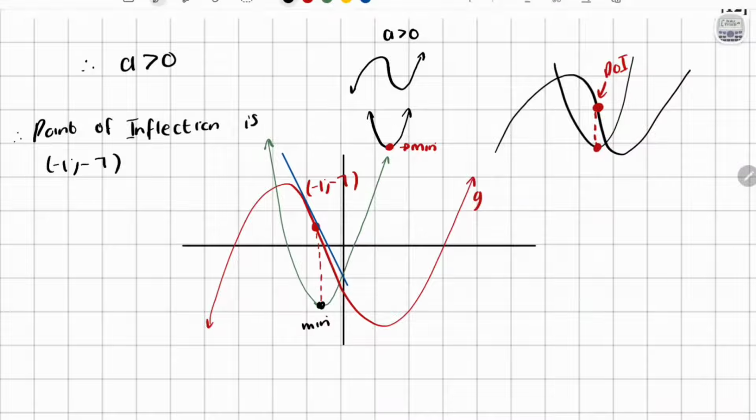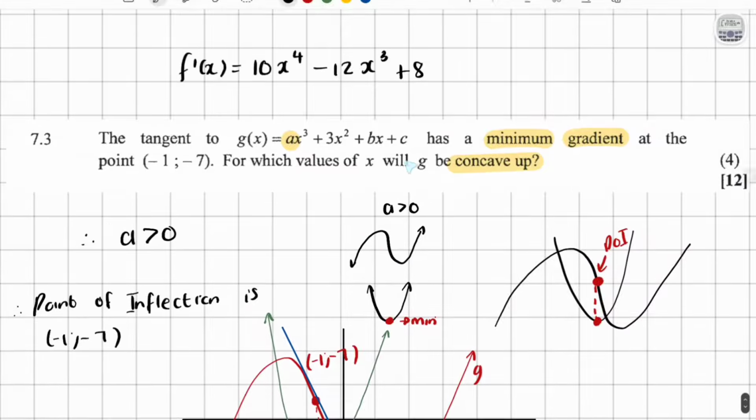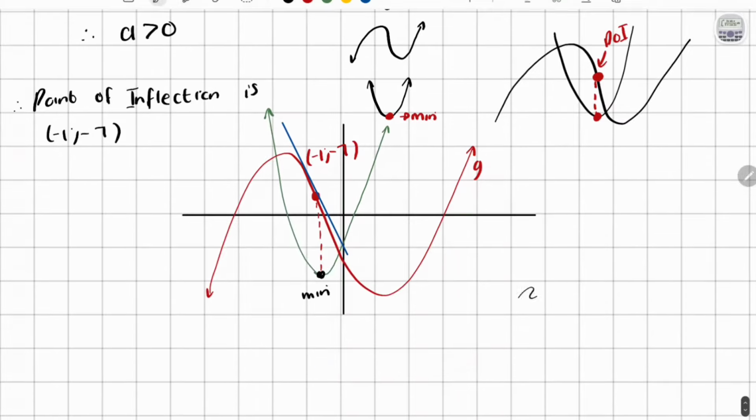And just like this, we'll be able to solve this question. We need to find out for which values of x it's going to be concave up. For a graph to be concave up, when you have a function, we already know what it looks like. You have to just find the point of inflection.